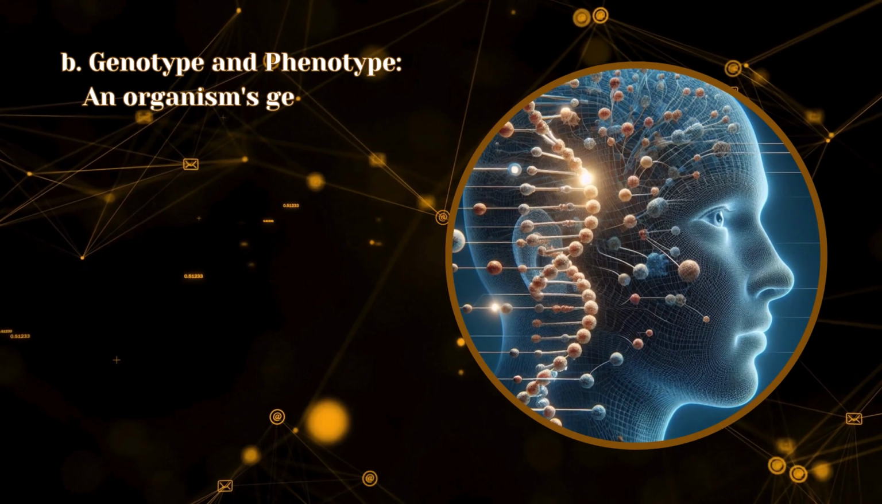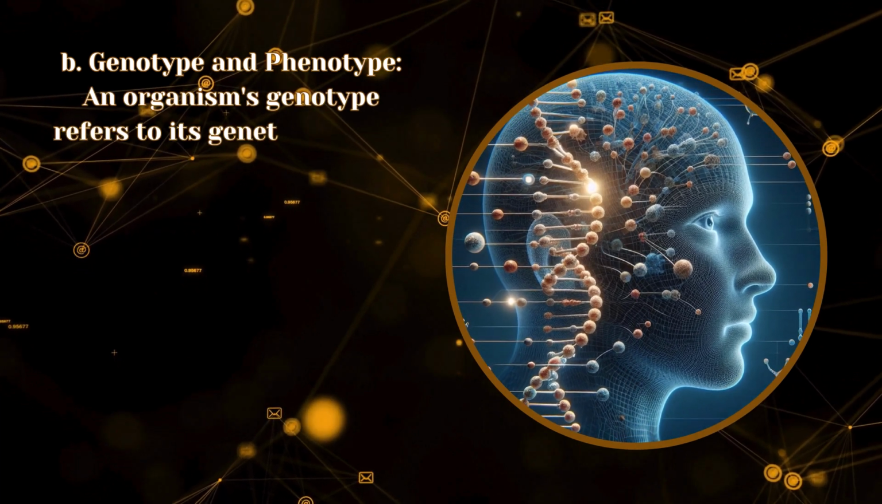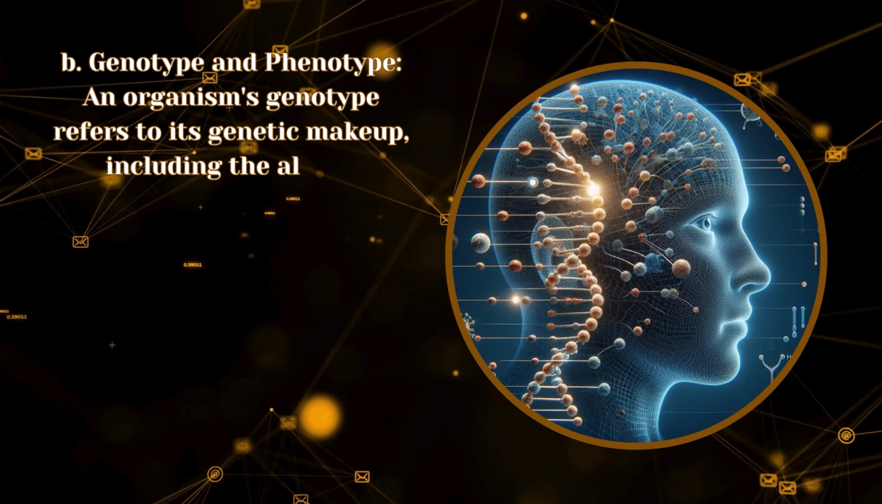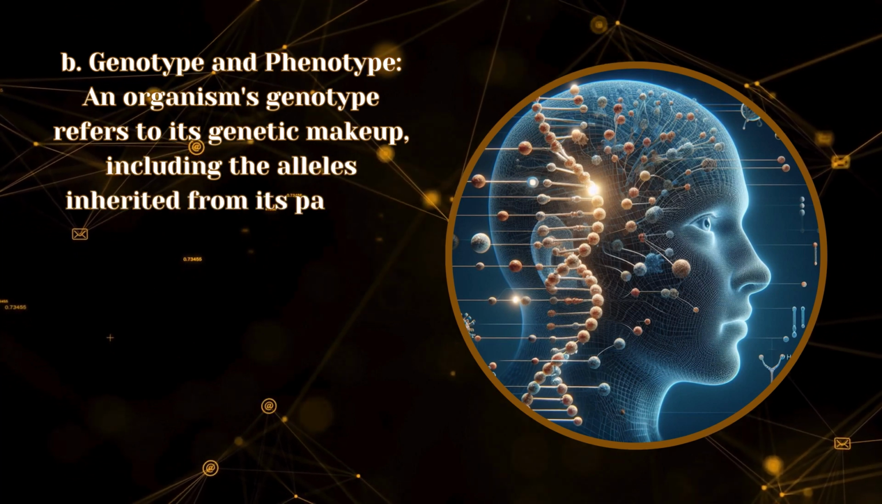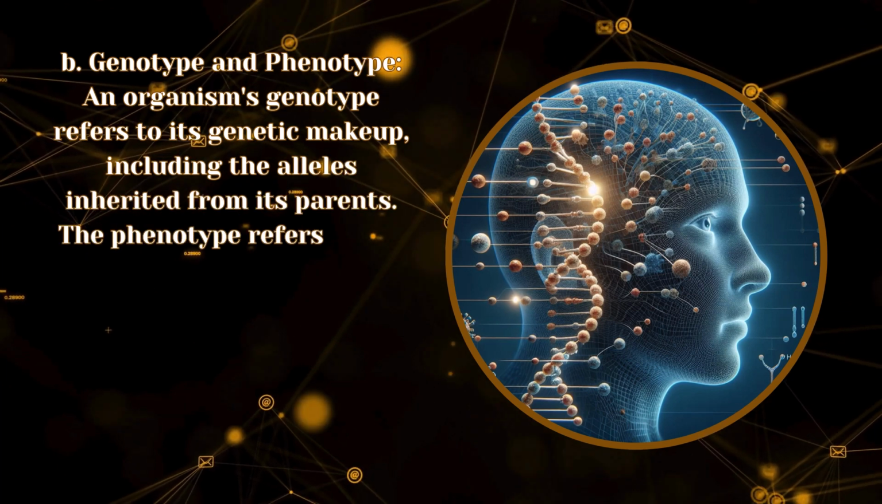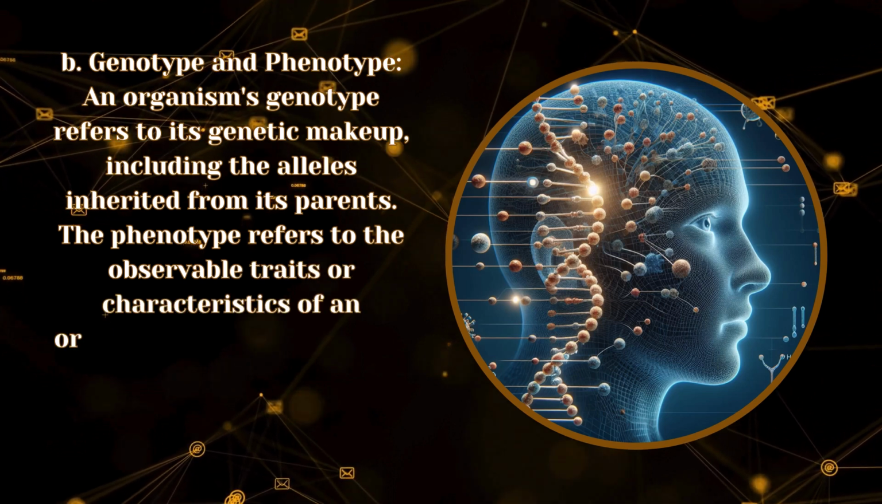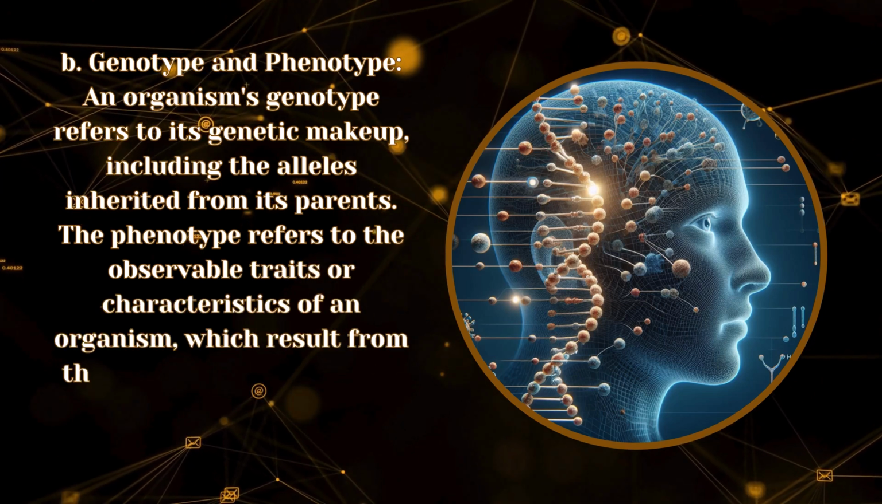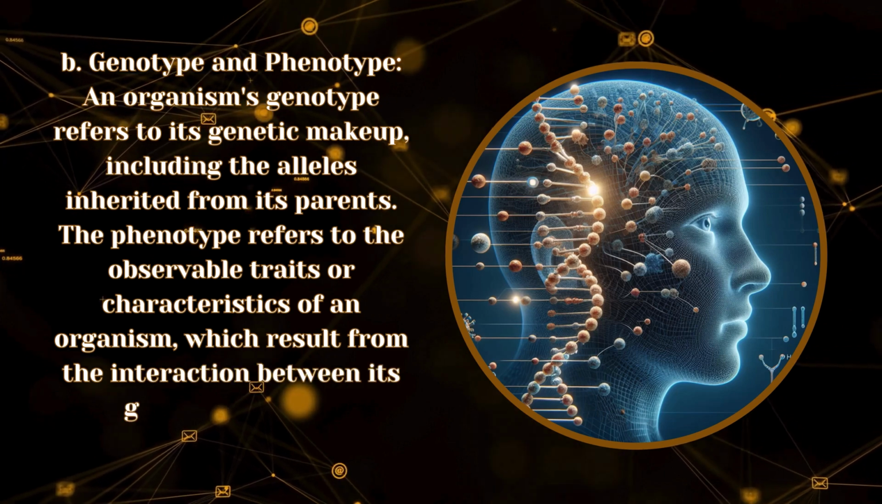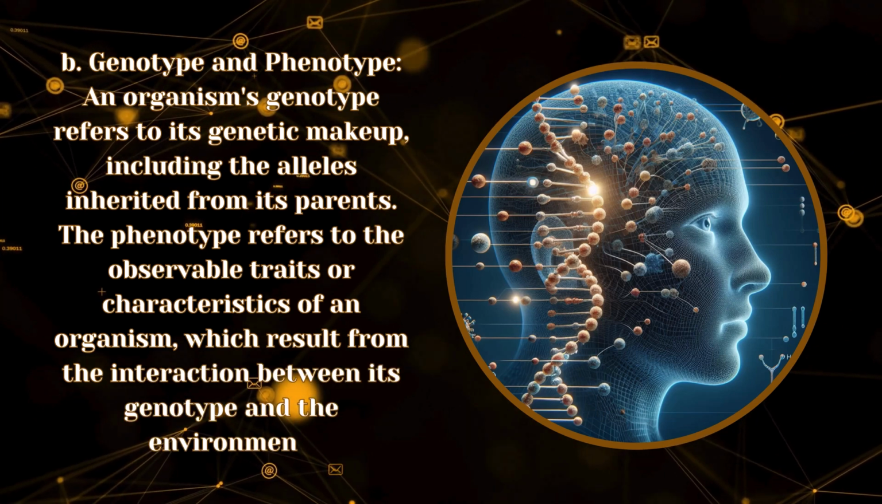B. Genotype and phenotype. An organism's genotype refers to its genetic makeup, including the alleles inherited from its parents. The phenotype refers to the observable traits or characteristics of an organism, which result from the interaction between its genotype and the environment.